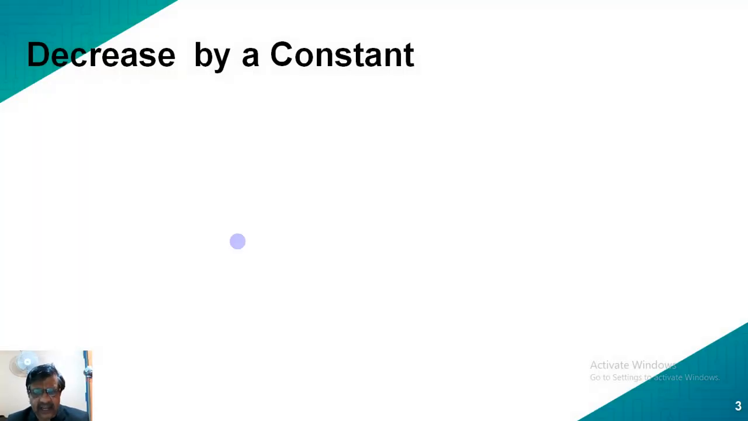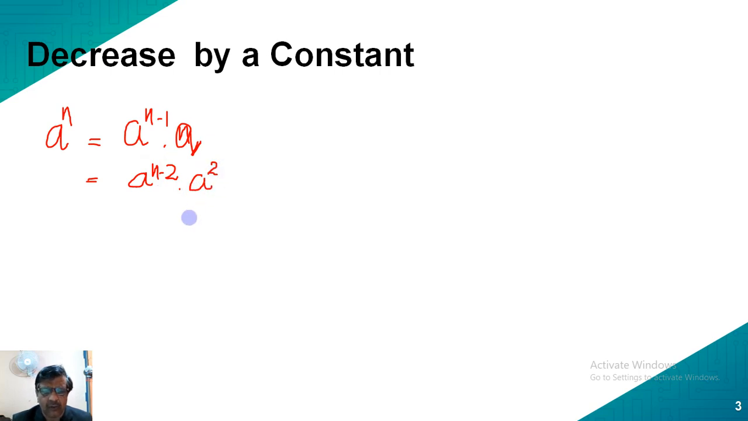Decrease by a constant. Let us say we need to find a to the power of n. This a to the power of n can always be written as a to the power of n minus 1 into a. Here the relationship is multiplication, and a to the power of n minus 1 is the solved portion of the problem into a. In successive iterations, this becomes a to the power of n minus 2 into a square. A square is the solved portion of the problem, and a to the power of n minus 2 is the unsolved portion of the problem. So every time it is a reduction of only 1.